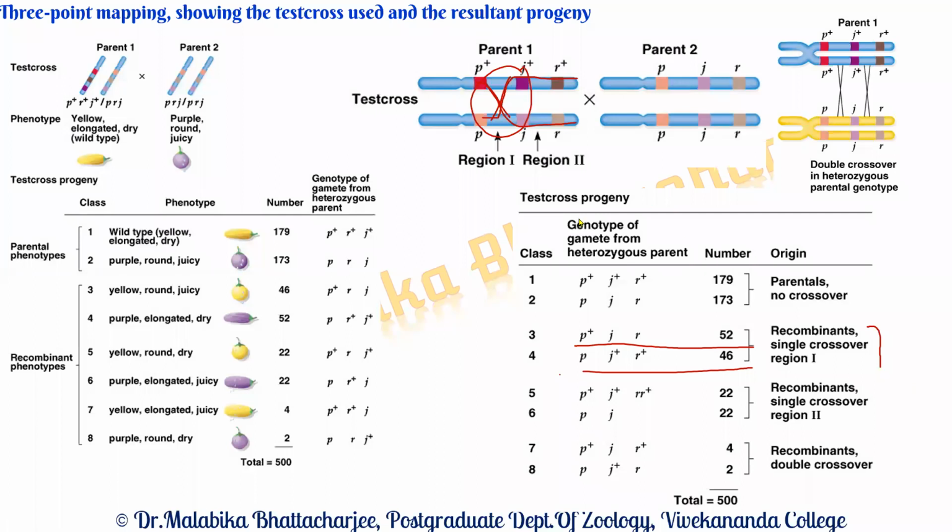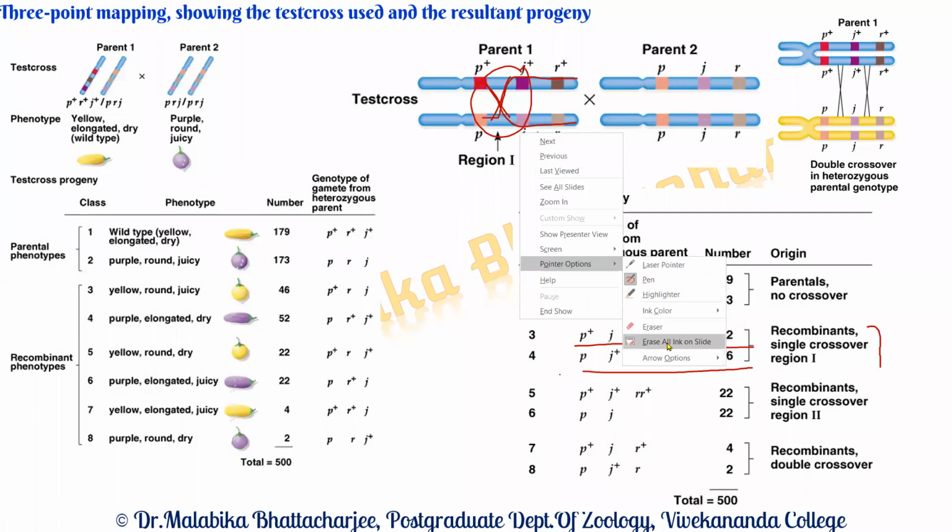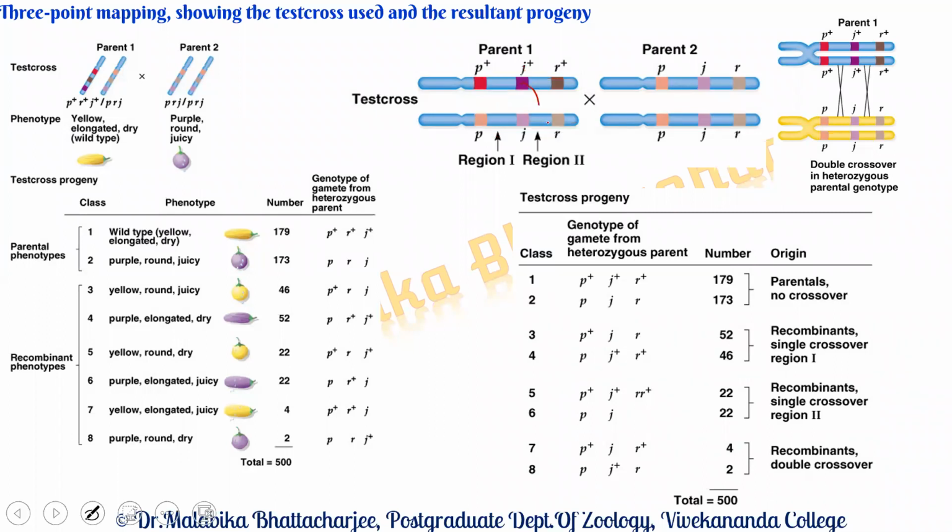And the second crossover event that will take place will be in region 2. So when we have a second crossover in region 2, we'll have P plus, J plus, R and P, J, R plus. So single crossover in region 2. And finally, the double crossovers, I showed you that the double crossovers will be P, J, R plus and P, J plus, R.